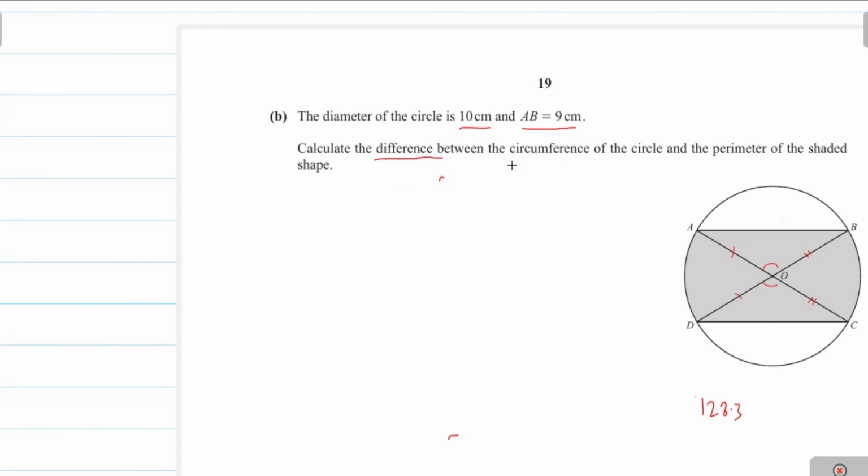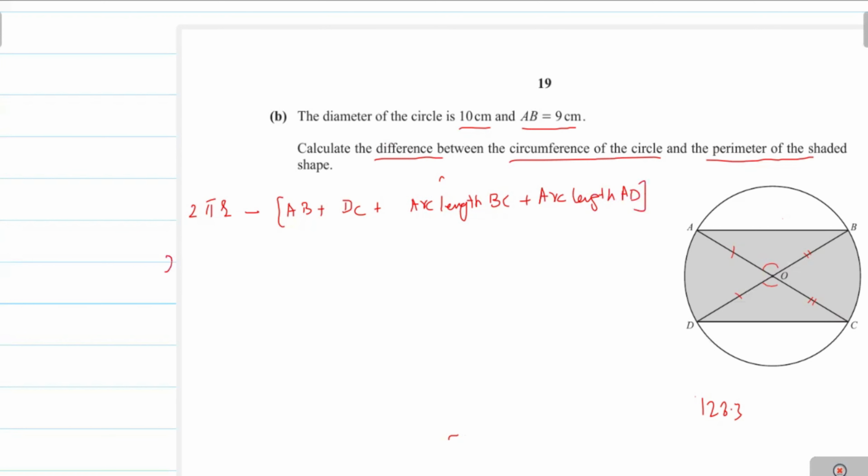Part B, the diameter of the circle is 10 centimeters, the length AB is 9 centimeters. Calculate the difference between the circumference of the circle and the perimeter of the shaded shape. The circumference of the circle formula is 2 pi r, minus the perimeter, which will be equal to the length of AB plus the length of DC plus the arc length BC plus the arc length of AD.